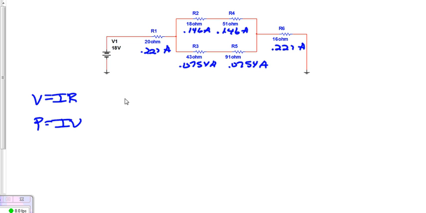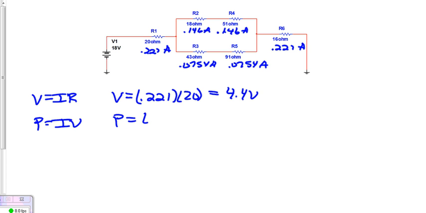So for resistor 1, my volts is going to equal 0.221, and we'll multiply that by 20 ohms. Okay, and that gives us 4.4 volts. And the power for that will then be the current of 0.221 multiplied by the 4.4 volts. And that gives us 0.98 watts.